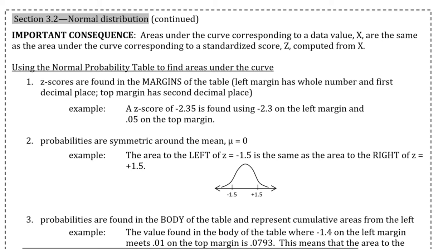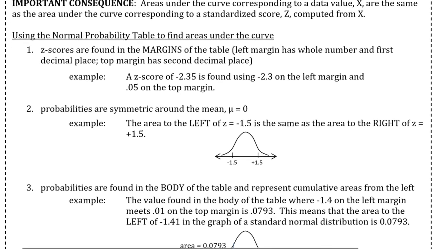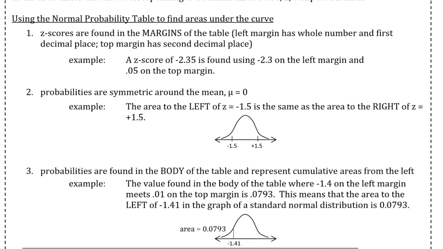When using the normal probability table to find areas under the curve, first we have that z-scores are found in the margins of the table, as demonstrated earlier. The left margin has the whole number and the first decimal place. The top margin has the second decimal place. So if you have a z-score of -2.35, we find -2.3 on the left and 0.05 in the top margin.